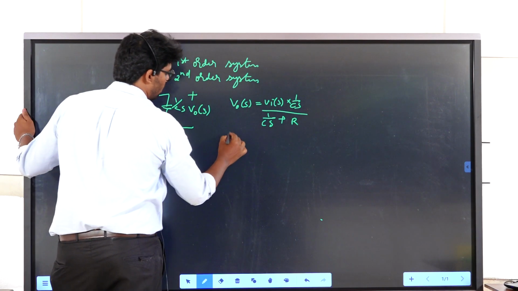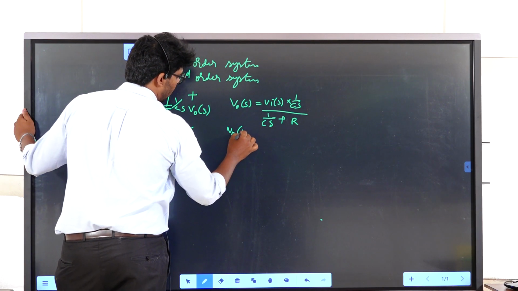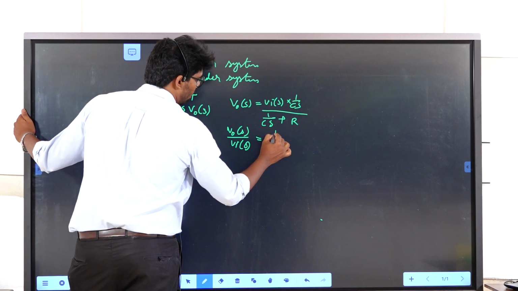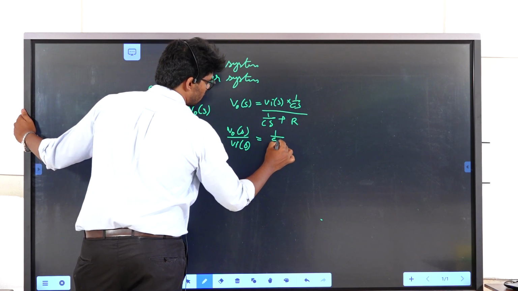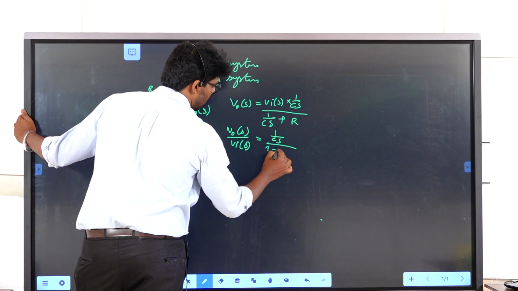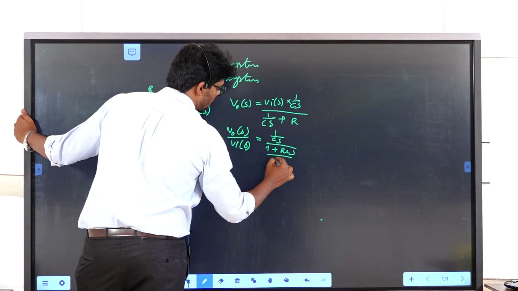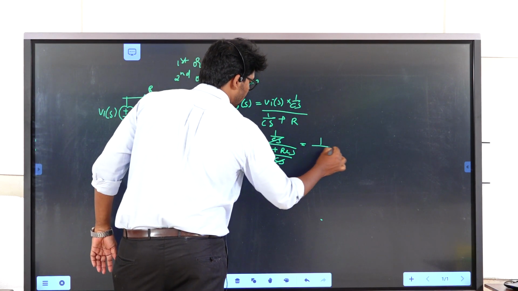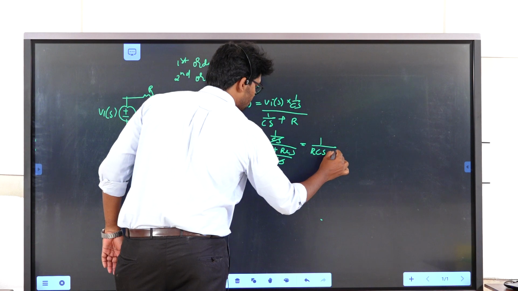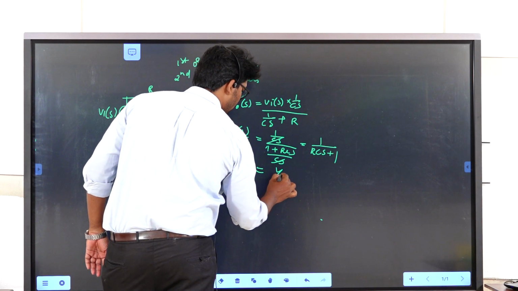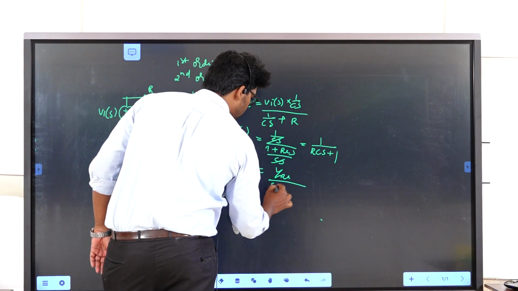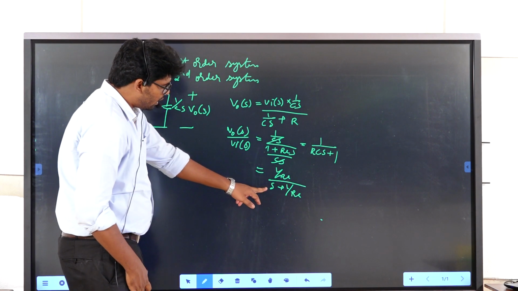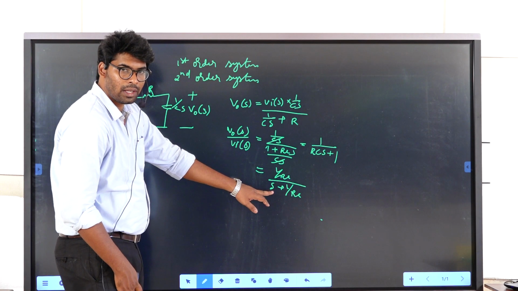That means V naught of s by V input of s, we will obtain 1 by Cs divided by 1 plus RCs by Cs. So these two get cancelled. So I will be having 1 by RCs plus 1. So further we will have 1 by RC by s plus 1 by RC. So in the denominator, this s term is powered by 1.